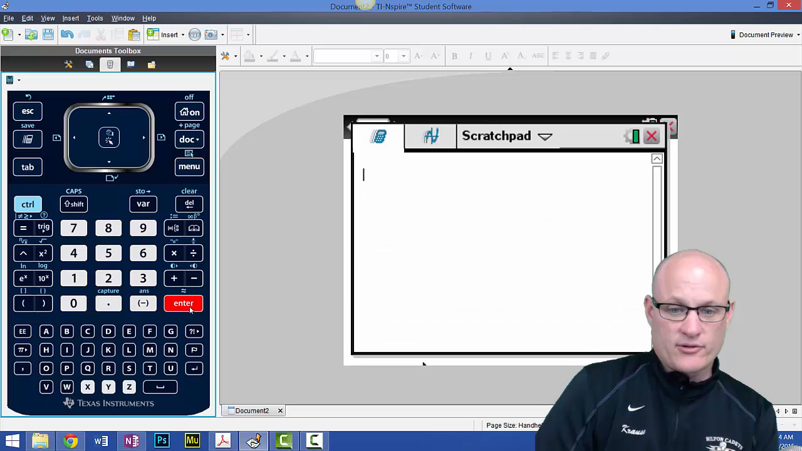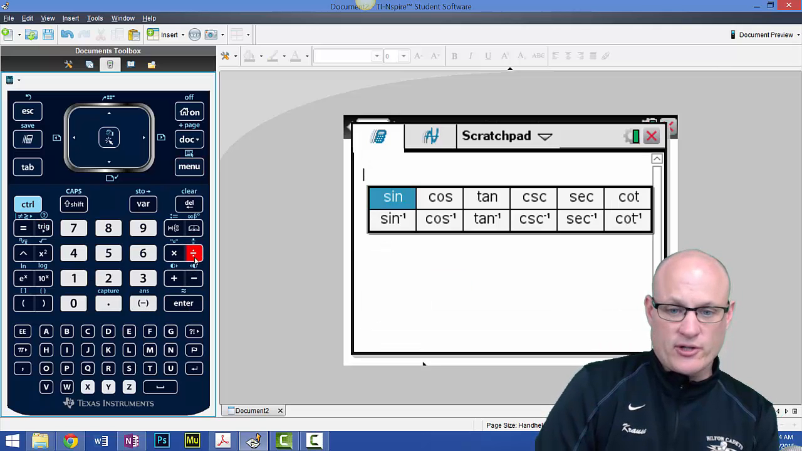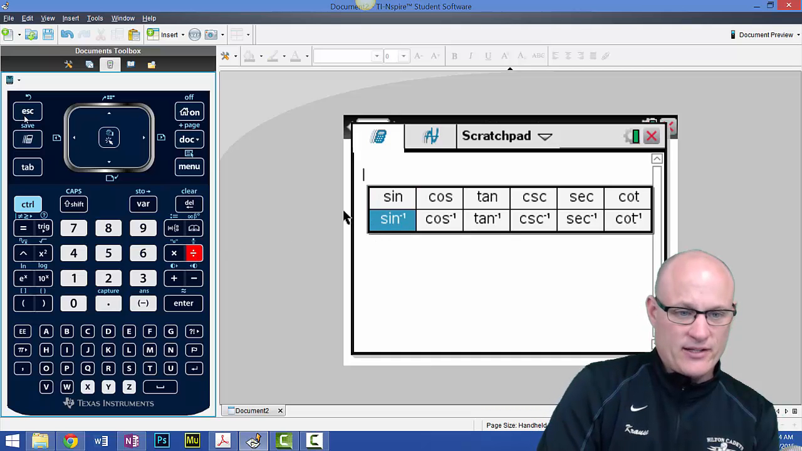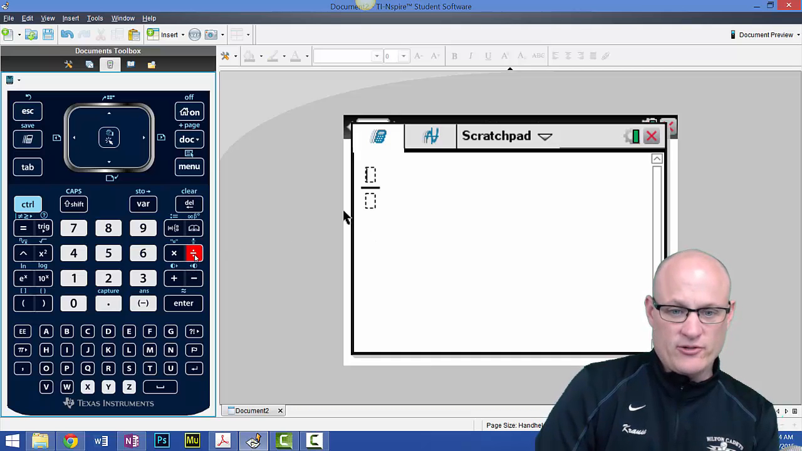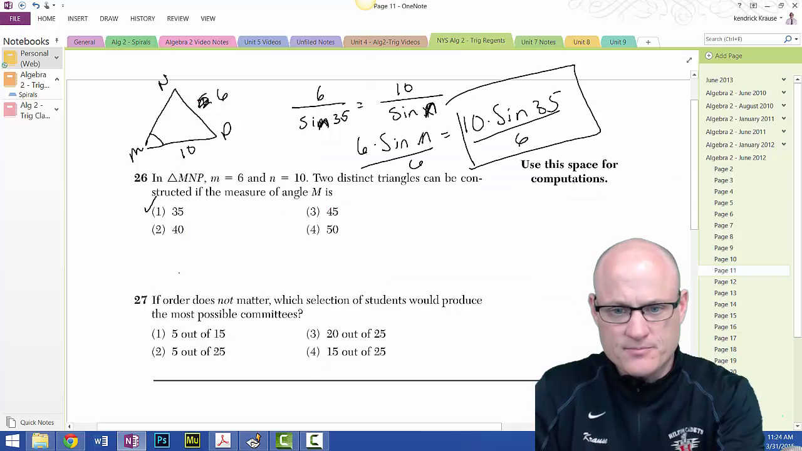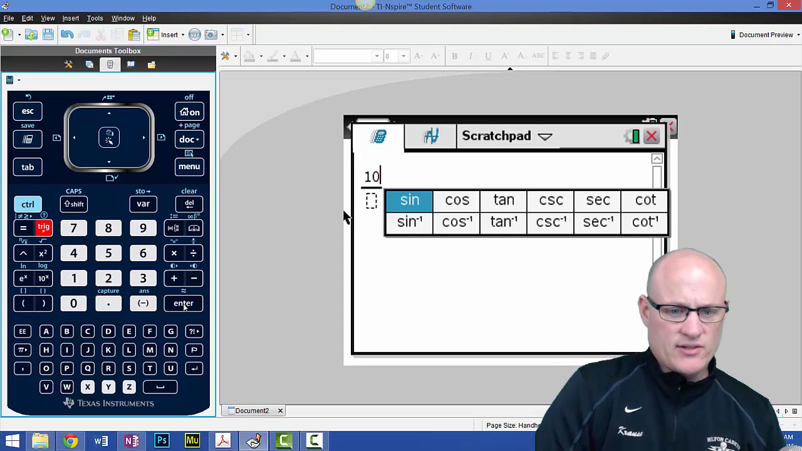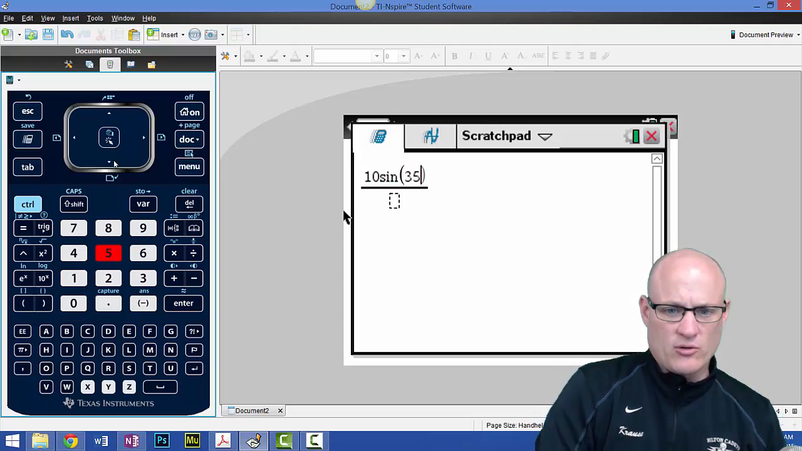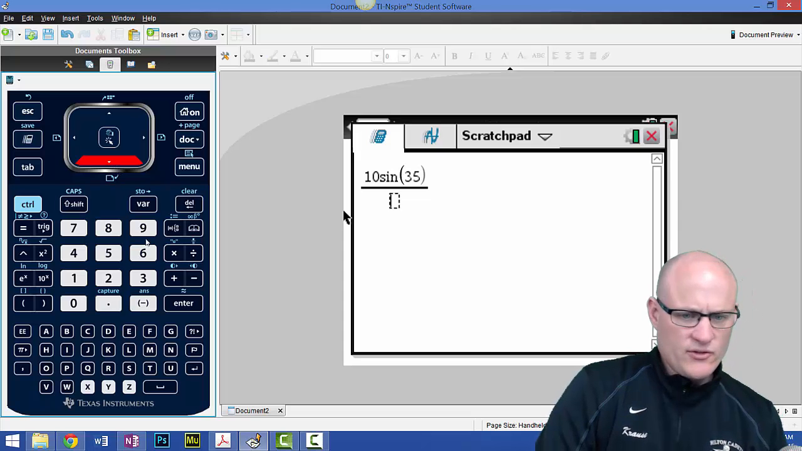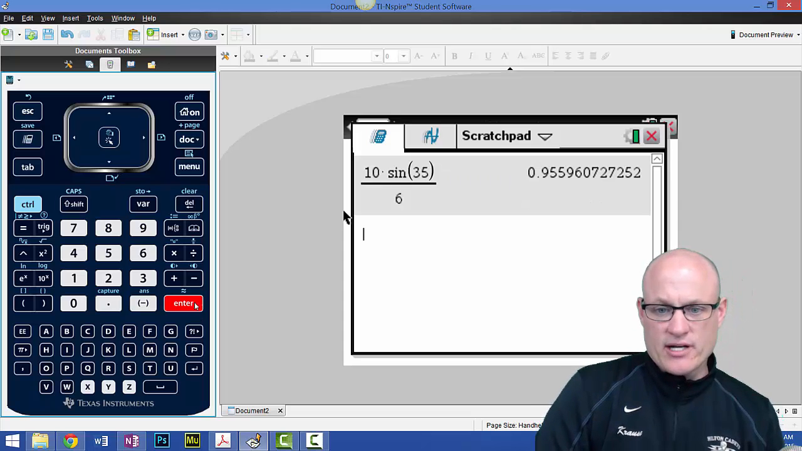Menu, clear the scratch pad. Let's see what's going on. So I'm going to do control division. Escape, control division. And then I want, what was that? I forgot. 10 sine 35, so 10 sine 35 all over 6. Hit enter. Now, I need to find out what inverse sine of this is.